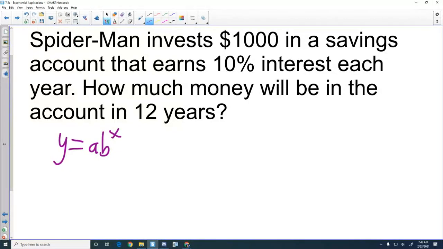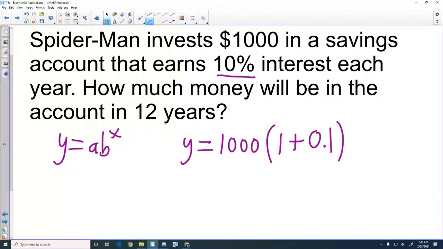Let's try figuring that out in terms of this equation right here, or the one from Friday. Remember exponential growth and decay? So y equals, this is definitely growth because it's interest. A is our starting amount. It's $1,000. Times 1 plus the rate. What's the interest rate here? 0.1, right? It's that 10%, but converted to a decimal is 0.1.